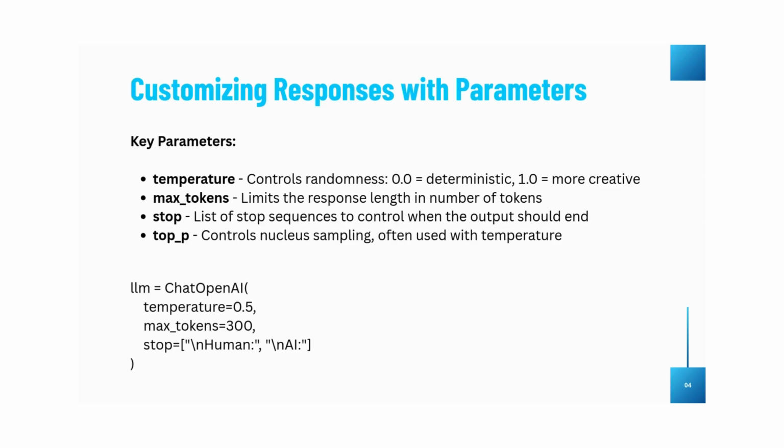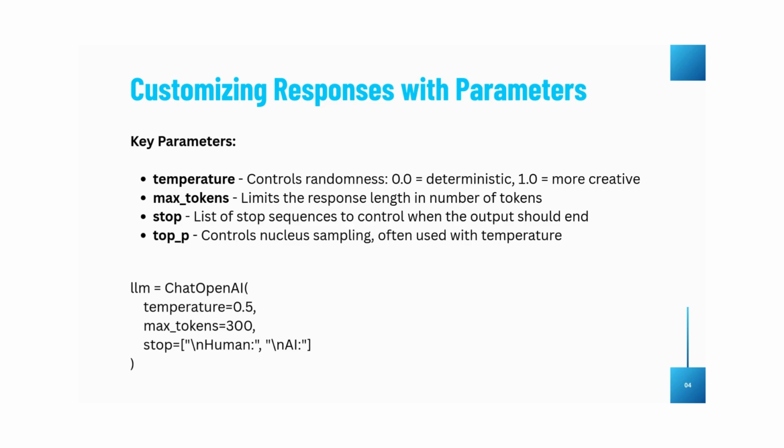Next, we have max tokens. This sets a hard cap on how long the responses can be. One token is roughly 4 characters or 3/4 of a word. Limiting this helps prevent runaway outputs and reduces cost. You can use a lower max tokens value to keep responses brief, especially in chatbots or UI limited apps.